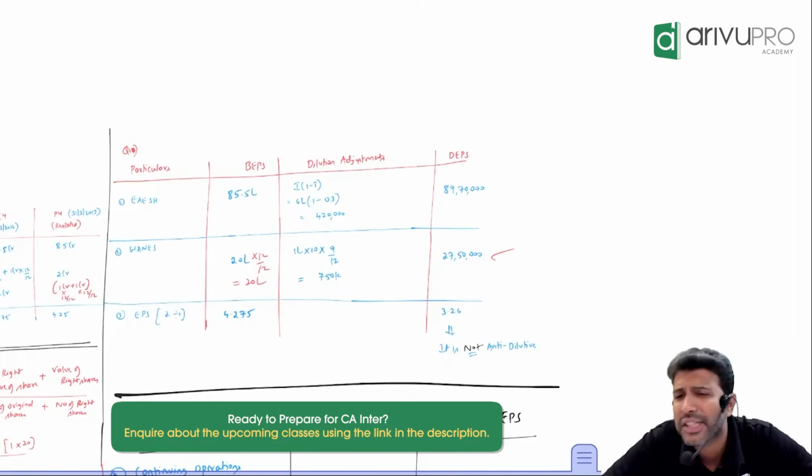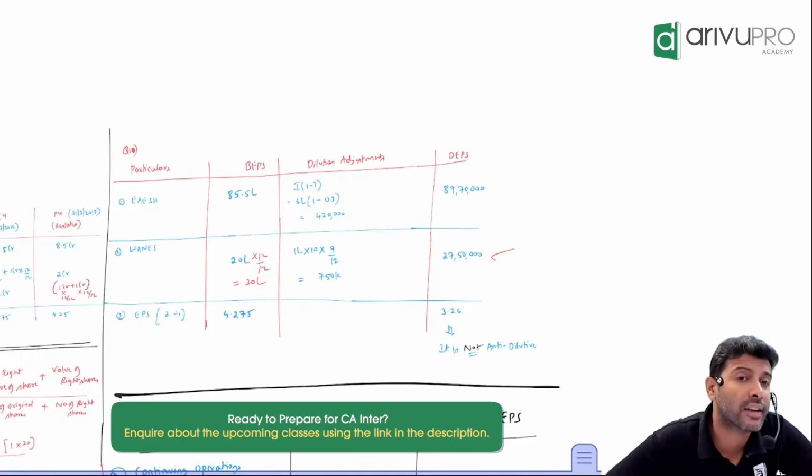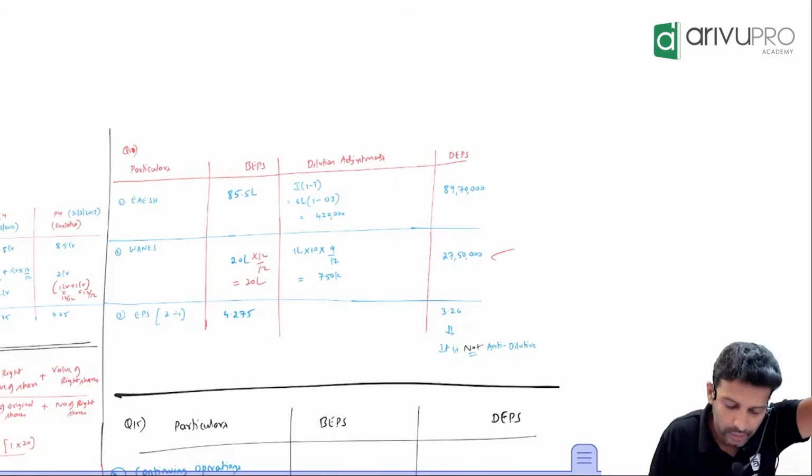Perfect. Now, what's your name? Ashik. Ashik is saying, sir, what if it is convertible preference shares? You guys tell me. You guys answer this question.